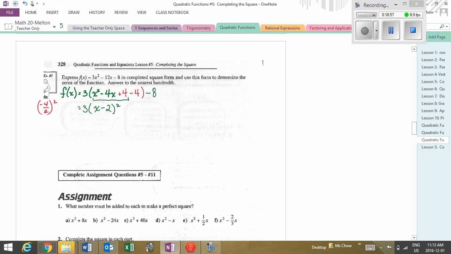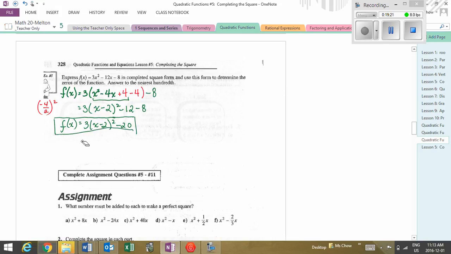When we kick the negative 4 outside of the brackets, it's multiplied by our a value, which is 3, which is now negative 12 minus 8. So then we have 3 times x minus 2 all squared minus 20, and that is our function f of x in completed square form or vertex form.